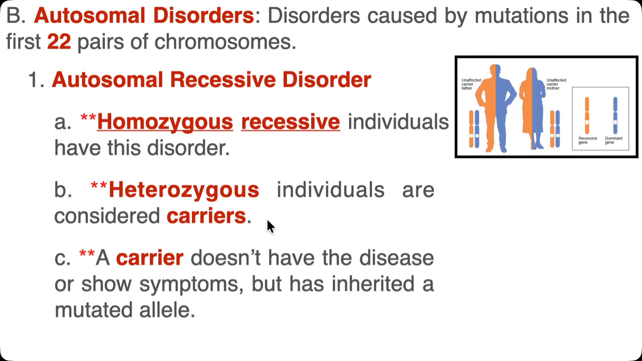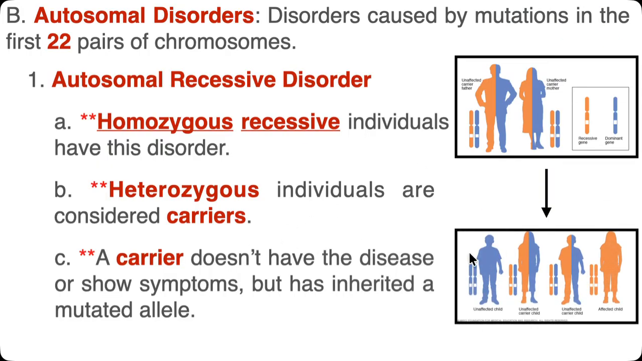But they can pass on that mutated allele to their children. So we have two carrier parents. That's why they're different colors here, split orange and blue. So we have two parents that are carriers of a genetic disorder. What's the likelihood that their children would be born with the genetic disorder?